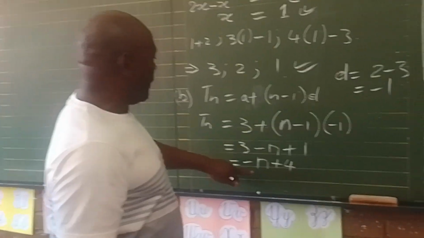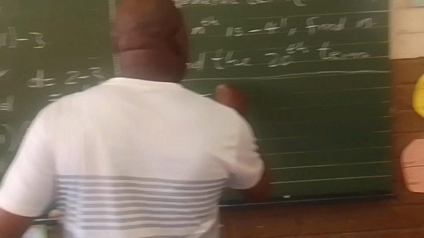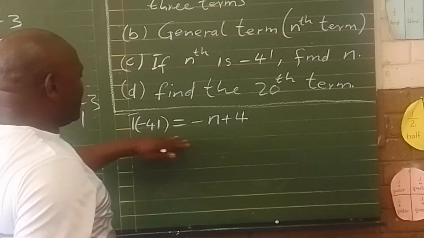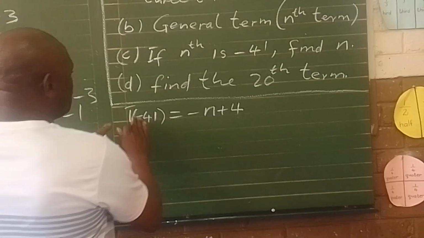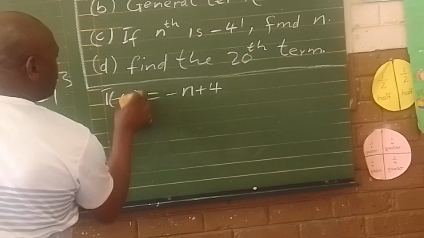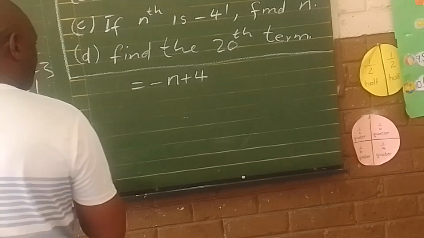Here it's minus n plus 4. Minus n plus 4. So we find n. So this is minus 41. Remember, we have this to be equal to minus 41.